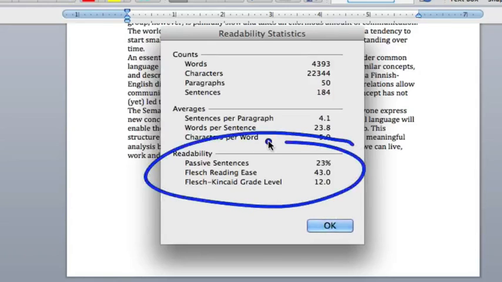Now, Microsoft Word doesn't do this by default, but you can edit a setting in Word so that when you do a spelling and grammar check of a document, you also get these readability scores. And it's interesting that the reading ease score is different here in Word than it was on that website. But again, this isn't really the point.